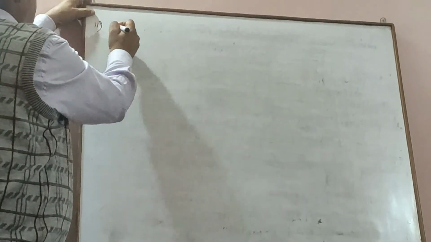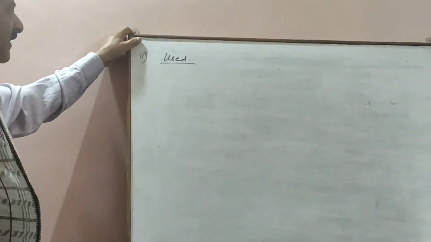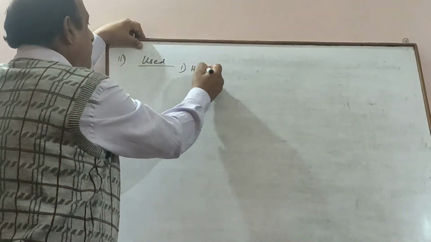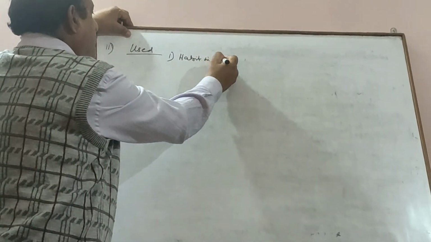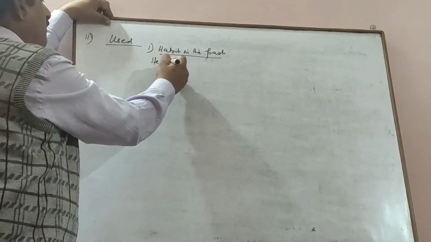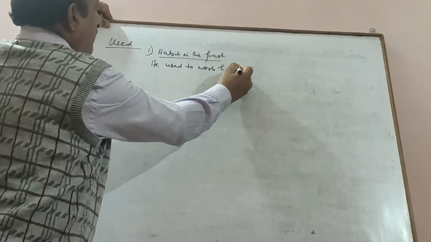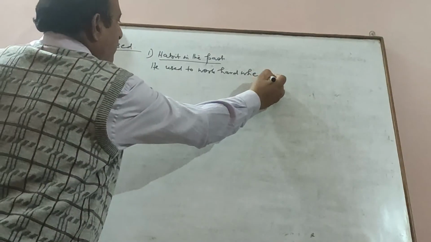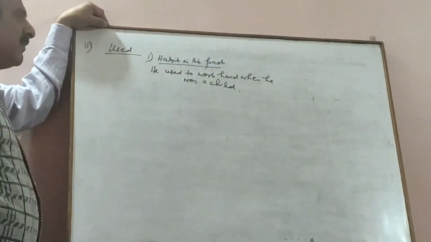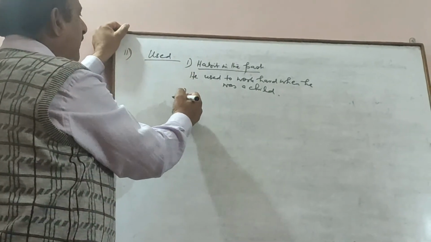Our next modal is used. Used is also followed by the to infinitive. It is not followed by the bare infinitive, and it denotes habit in the past. We have he used to work hard when he was a child. Or we can say he used to cry a lot when he was a child. It was his habit in the past.